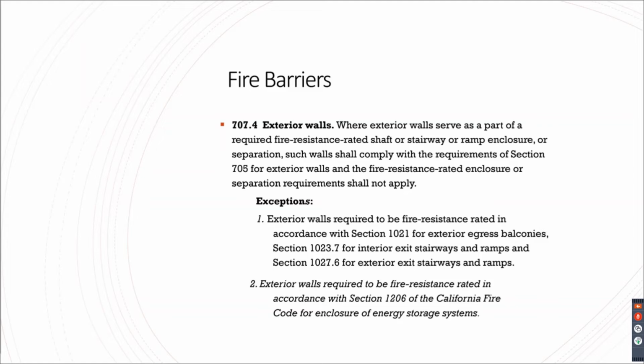So you've got a fire wall and it's required because you've got a shaft or stairway enclosure or separation. Then it tells you to go to 705 for what you have to do for your exterior wall. How does that have to be protected? And it says it doesn't apply there, but then you've got exceptions. Exterior wall required to be fire resistance rated in accordance with 1021 for exterior egress balconies, 1023.7 for interior exit stairways and ramps, and 1027.6 for exterior exit stairways and ramps.